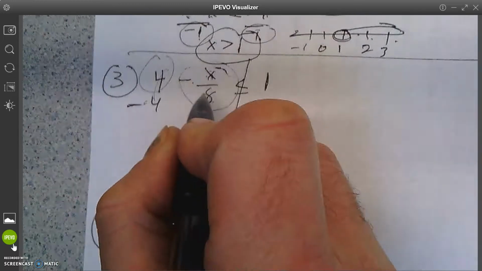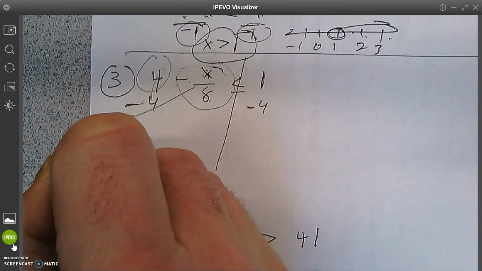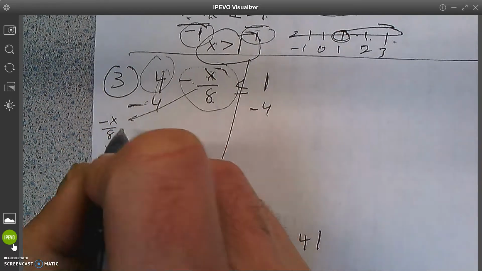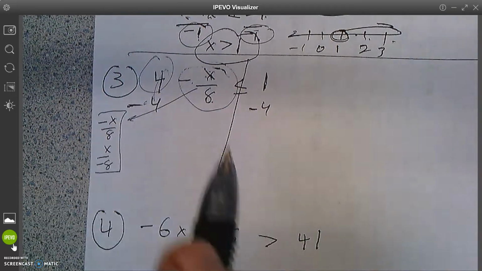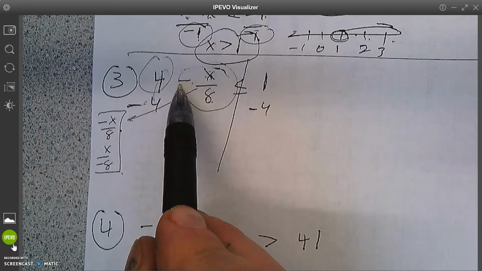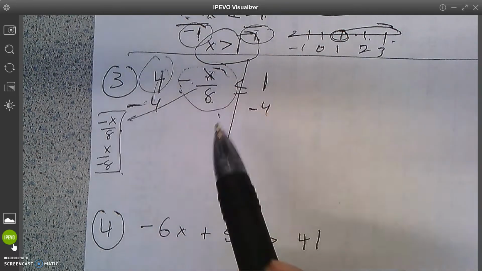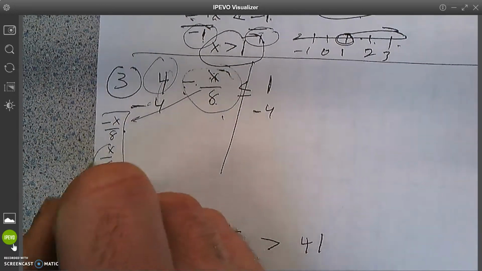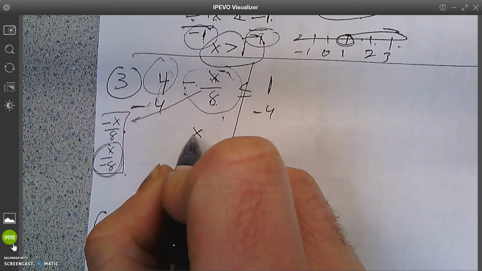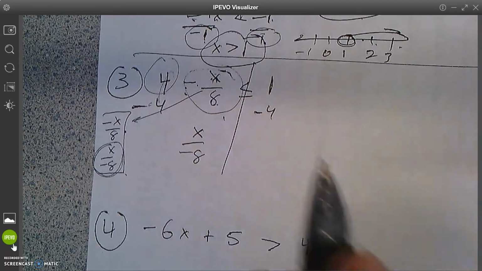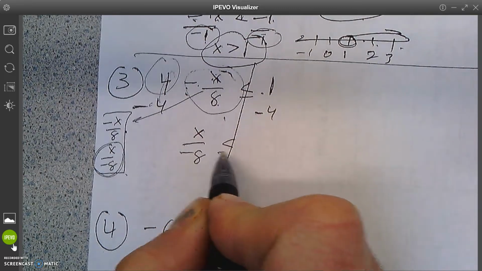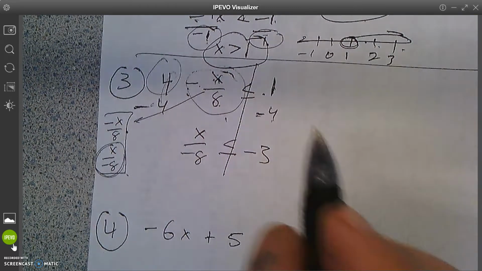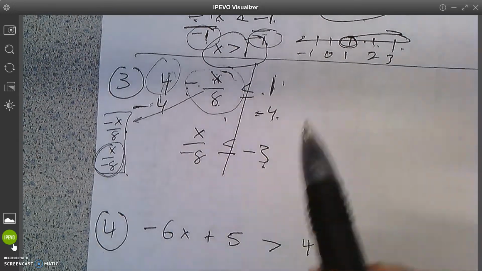So this, if you remember, can equal negative x over 8 or x over negative 8. It could be either one of those. When you have the negative out front, you can assign the negative to the numerator or the denominator. It is your choice. Okay, so I'm actually going to do this one because that one's easier. x over negative 8 is less than or equal to 1 minus 4, which is negative 3. 4 minus 1 is 3. 1 minus 4 is negative 3.